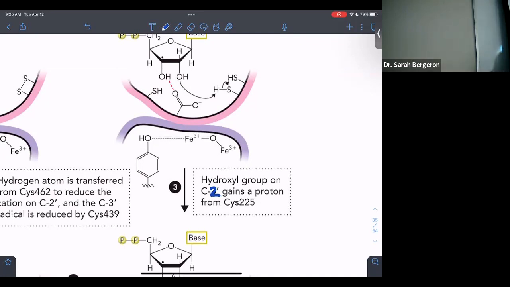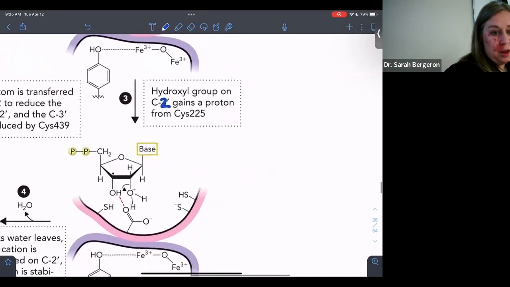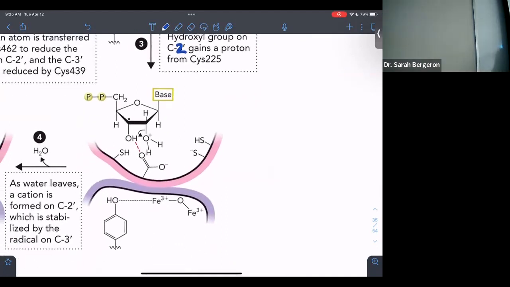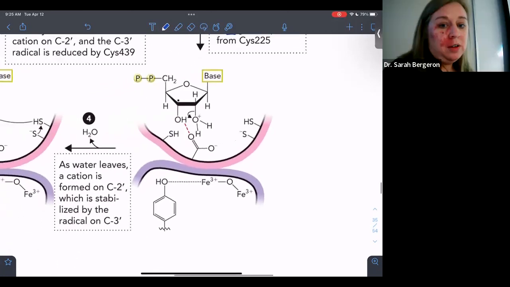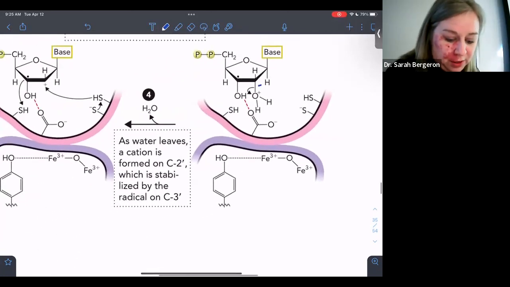So then we look here. The C2 has pulled a hydrogen. This sulfur is negatively charged. This oxygen is positively charged, and it kind of is stabilized by having this radical right here. So what's going to happen is that this isn't very stable, because oxygen doesn't like having 3 bonds around it. So what's going to happen? The water is going to leave. The water is going to break. So you're going to break this bond right there.